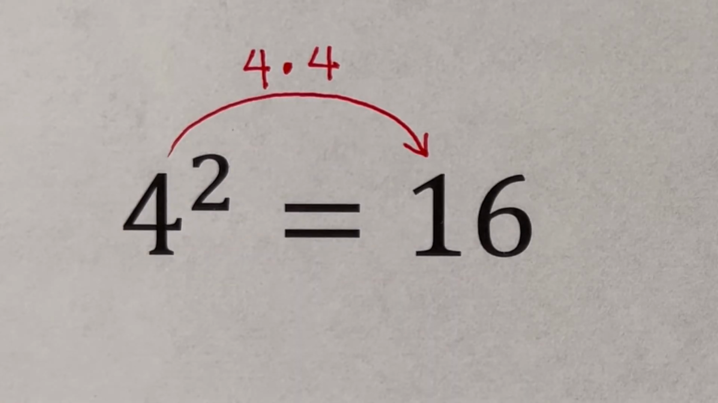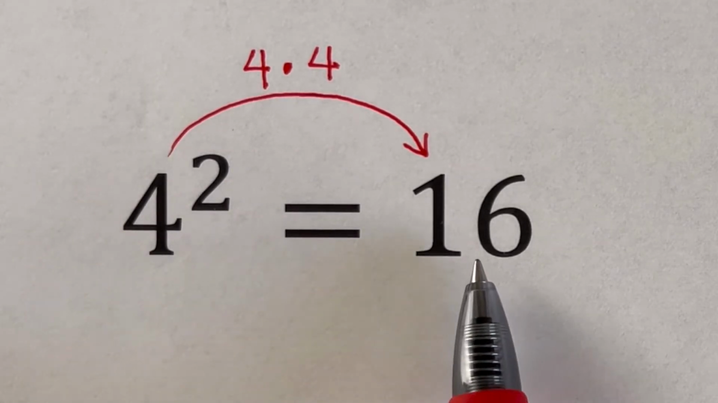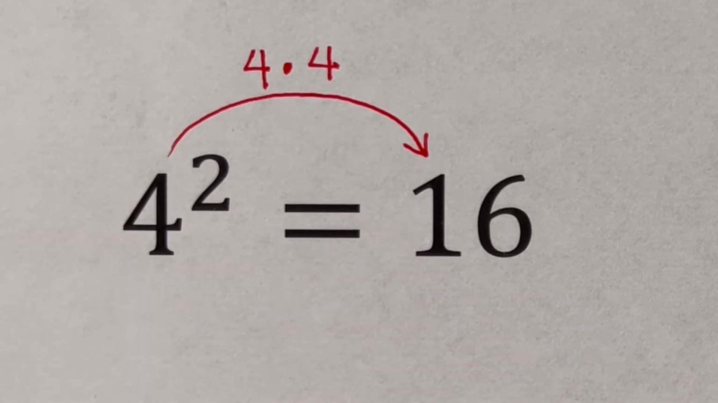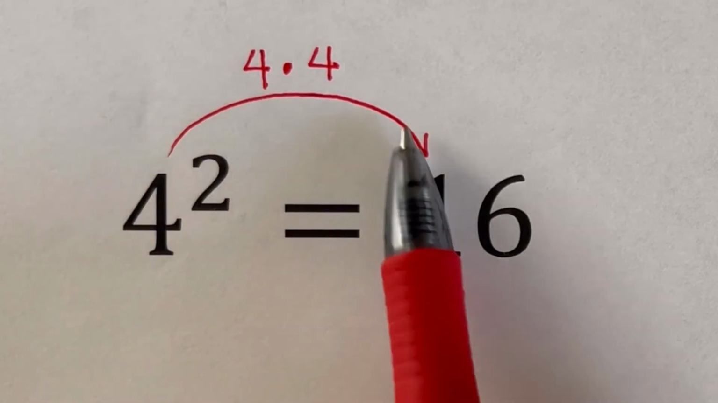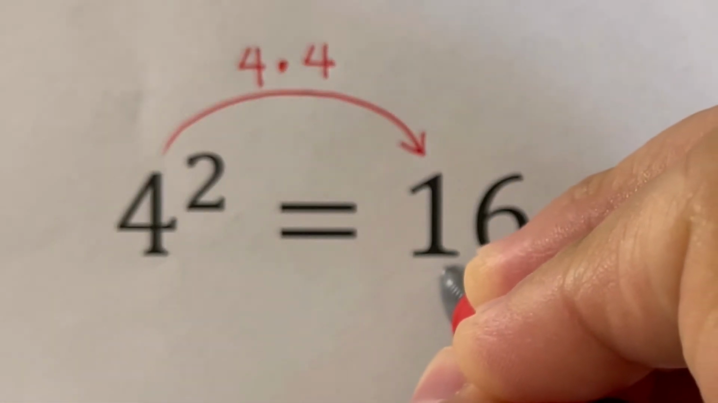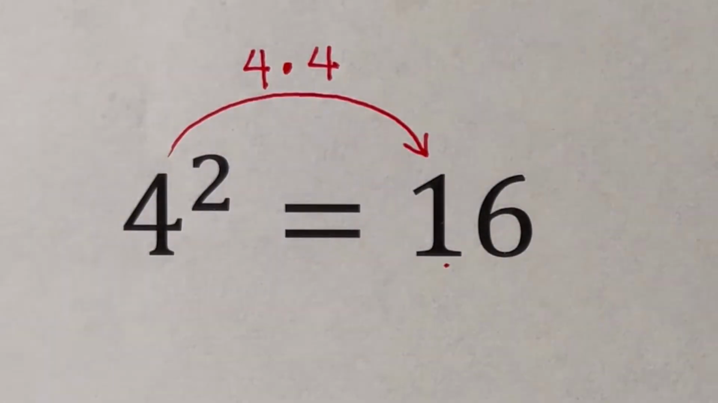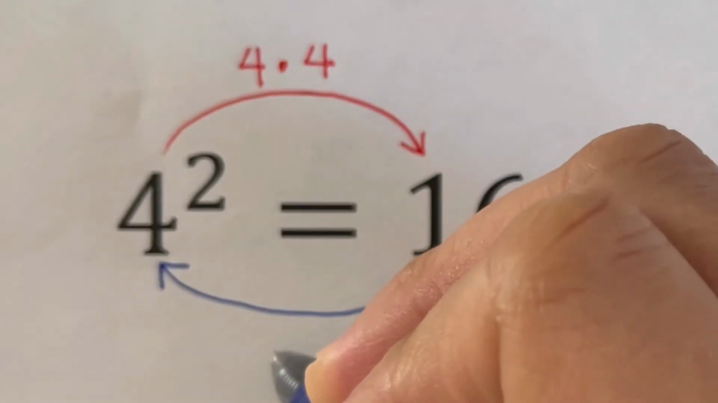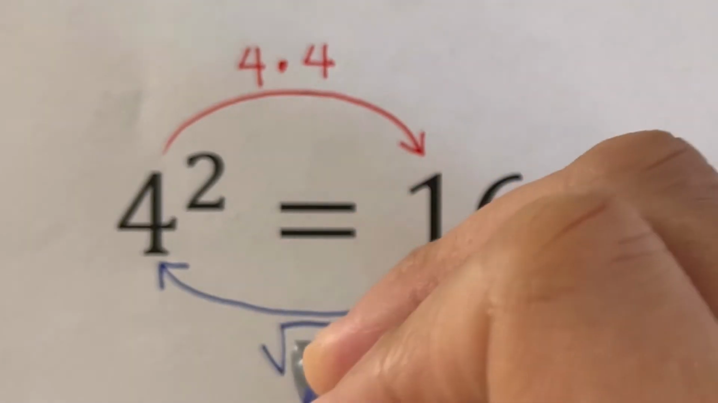Now, what happens if we are given 16 and we want the 4 back? Meaning we need the inverse operation of squaring a number, and that operation is square root. So from 16, we want the 4 back, which is the base. We are going to square root the 16.